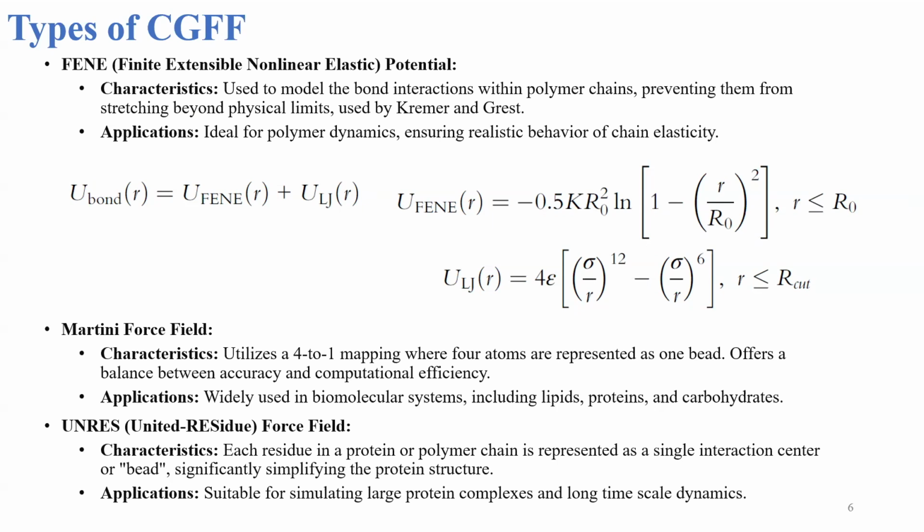And you can imagine it to be a bonding interaction, U bond, to be a combination of FENE bond and Lennard-Jones bonds. We learned about the Lennard-Jones bond already, the 6-12 potential, but here we are considering another term called FENE term, which will try to capture the bead interaction as well.